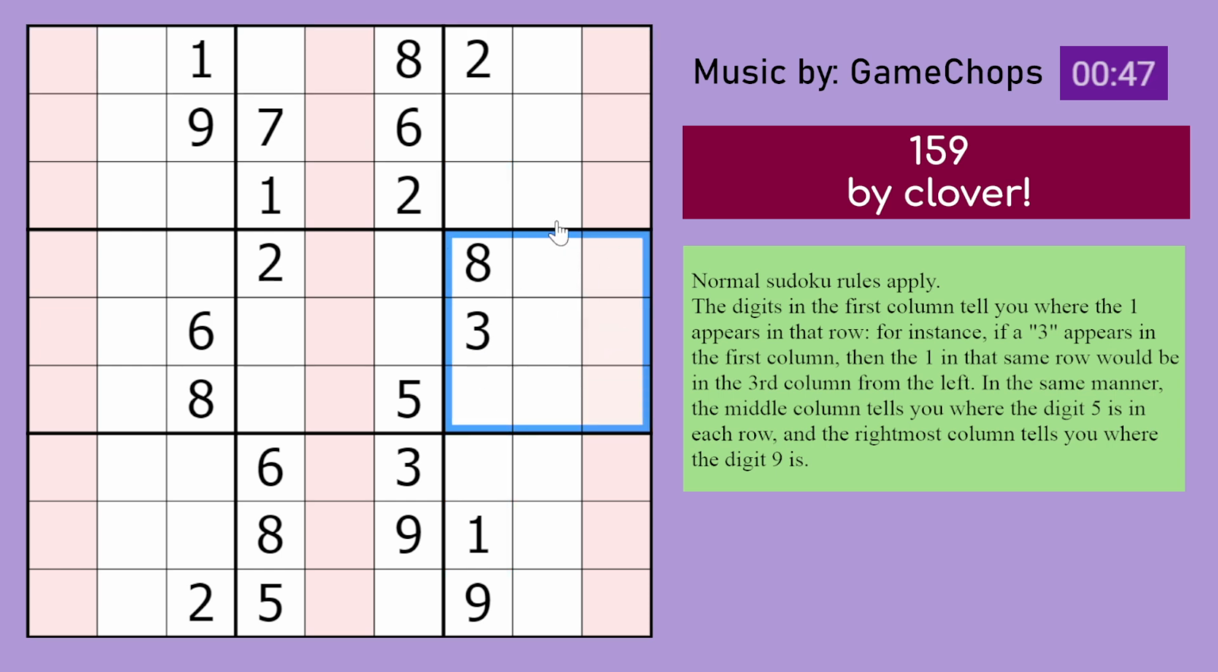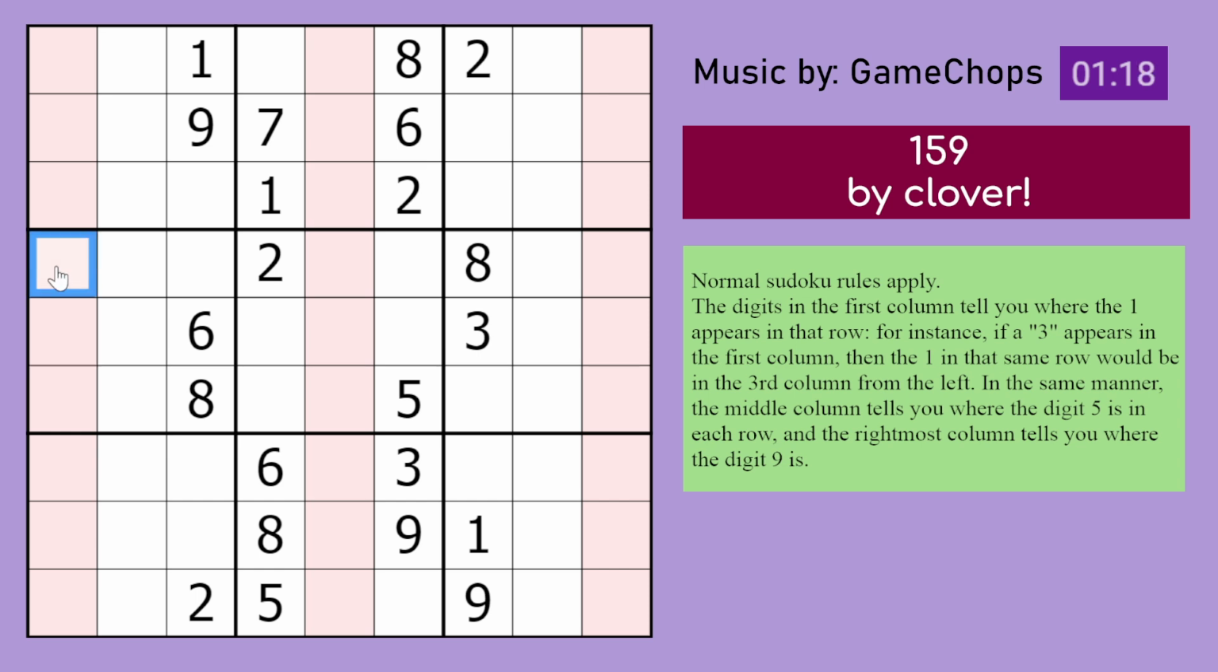The digits in the first column tell you where the 1 appears in that row. Right, so that's where the new rule comes in. Whatever digit is here tells you the position of the 1 in that row. So say this was a 5. Then what that means is that the 5 tells you that the 1 is in the 5th cell of this row, which would be here. Because this is the 1st, 2nd, 3rd, 4th, 5th cell in the row.